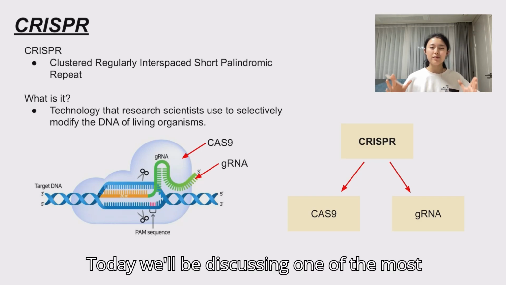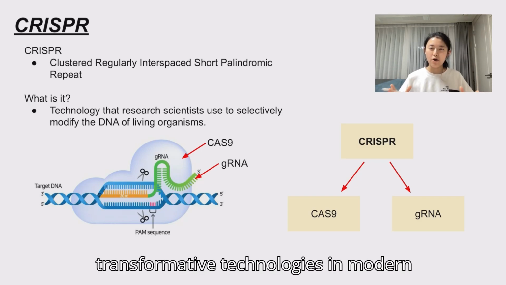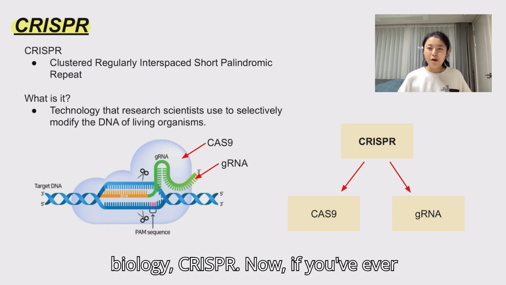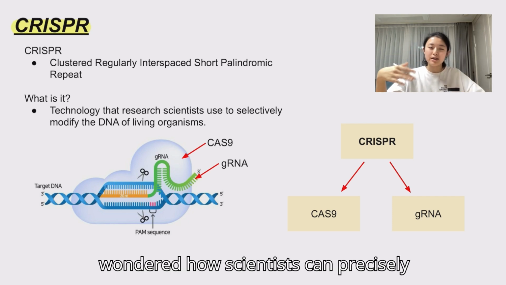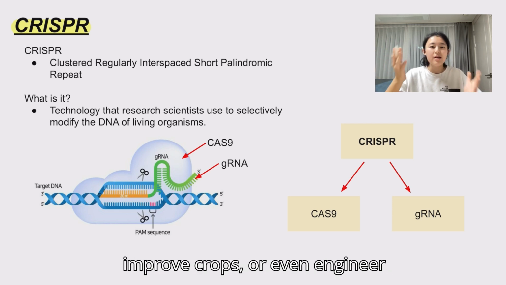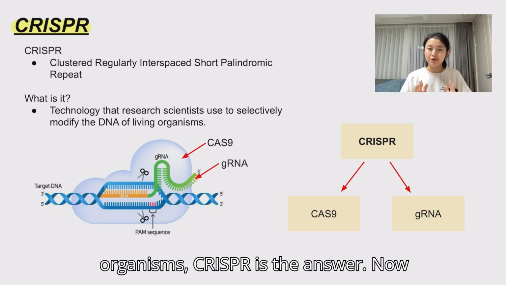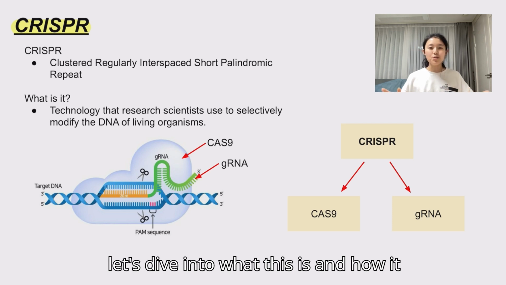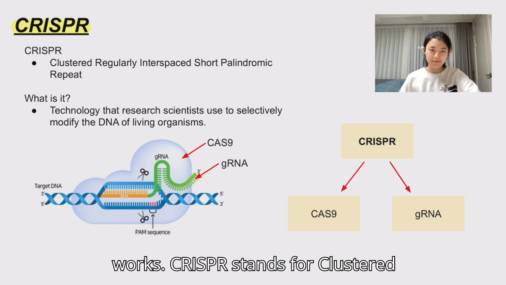Today we'll be discussing one of the most transformative technologies in modern biology, CRISPR. Now, if you've ever wondered how scientists can precisely edit DNA in order to cure diseases, improve crops, or even engineer organisms, CRISPR is the answer. Now let's dive into what this is and how it works.